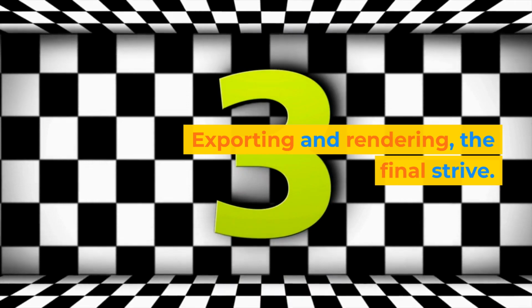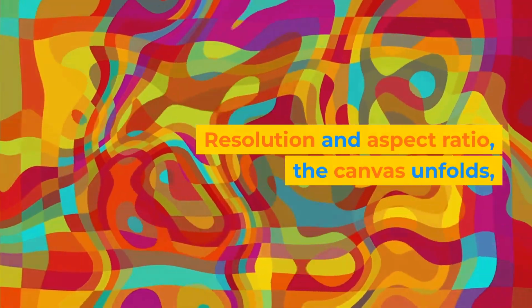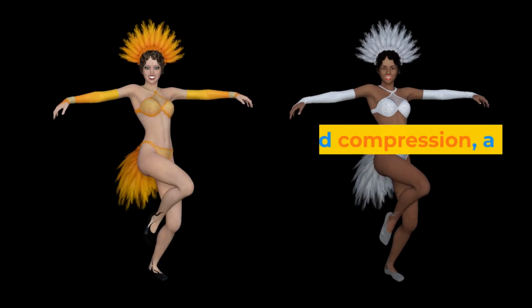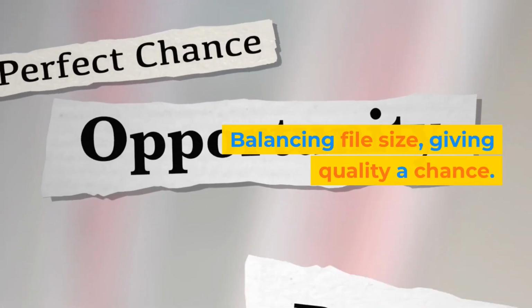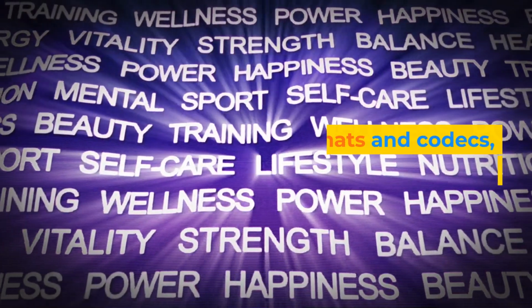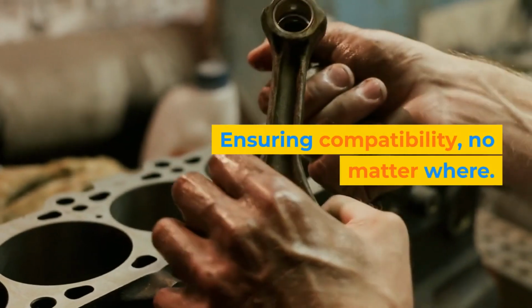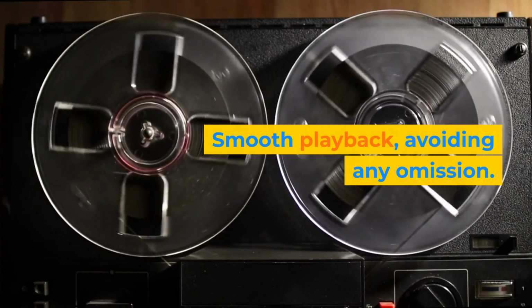Poem. In the realm of video, where stories come alive. Exporting and rendering, the final strive. Resolution and aspect ratio, the canvas unfolds. Choosing the right frame, as the story molds. Bitrate and compression, a delicate dance. Balancing file size, giving quality a chance. Formats and codecs, encoding with care. Ensuring compatibility, no matter where. Frame rate conversion, a seamless transition. Smooth playback, avoiding any emission.